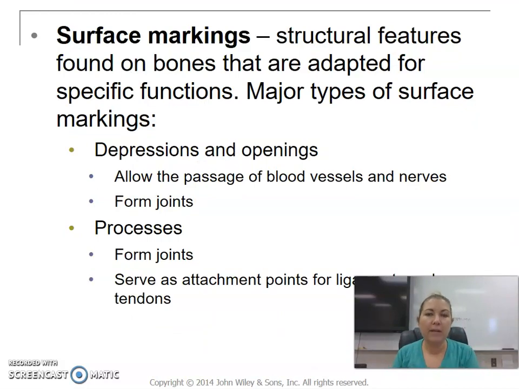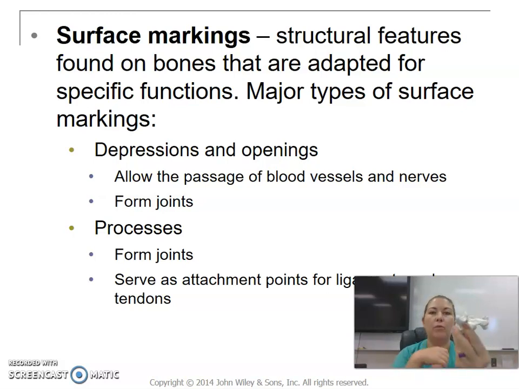Okay, so the other big idea today is to start learning some of these surface markings. Besides the 206 bones, you'll also be responsible for knowing some of the structural features, because these will be really important as we learn the muscles in Unit 4. So they really come into two groups. The first group are depressions or openings. So they're parts of the bone that are pushed in. And then the other ones are processes. These are parts of the bones that stick out.